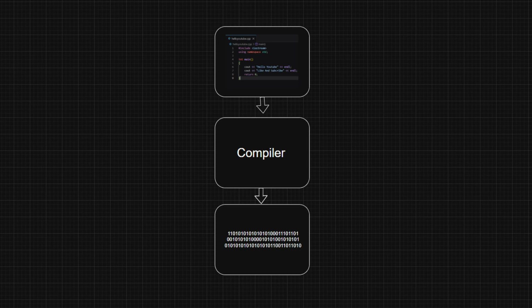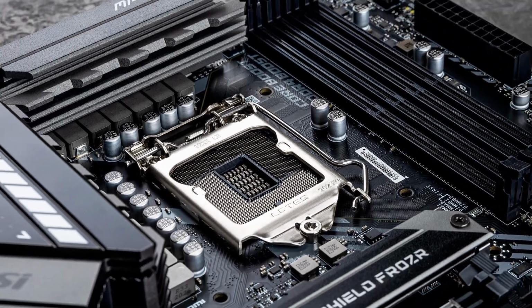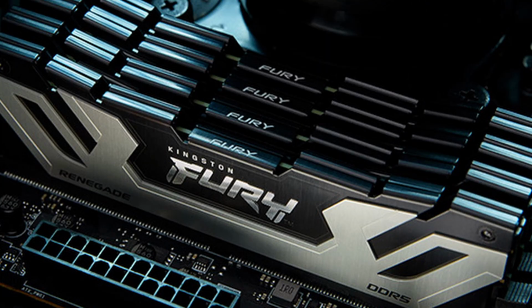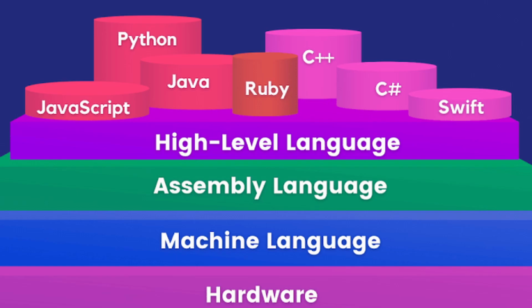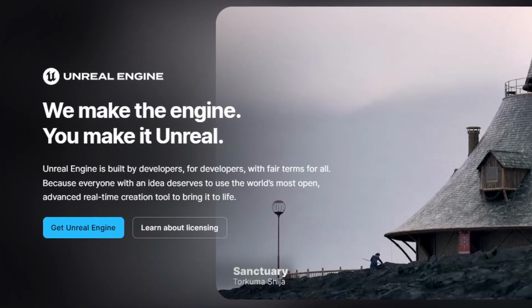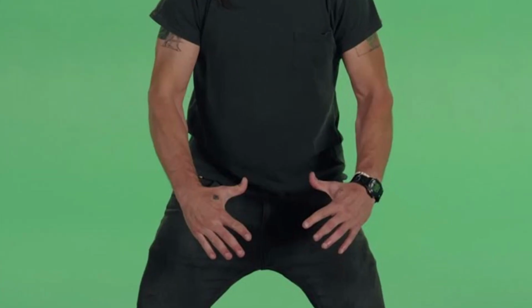You write a recipe in English, a translator converts it to French, the French chef follows it. The compiler is your translator. C++ is fast because it's close to the hardware. It gives you control over memory, which most modern languages hide from you. That's why games and high-performance software use it. Okay, enough theory, let's actually do something.